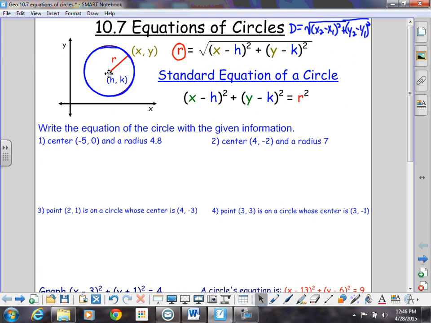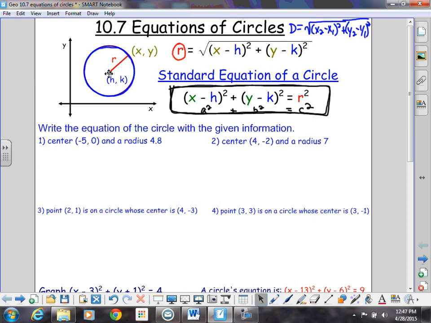Now, we don't really want to write an equation with a square root in it, so all we did was square both sides. So this is really our standard equation of a circle. So you don't have to remember all that stuff that I just said. That's just why the equation is looking like this. So we have parentheses, x minus h squared plus y minus k squared equals r squared. It kind of looks like a squared plus b squared equals c squared. It's like the Pythagorean theorem. It's just we have some more going on with the a and the b.